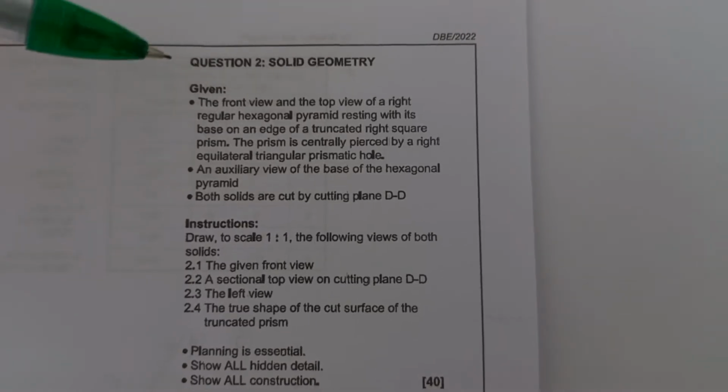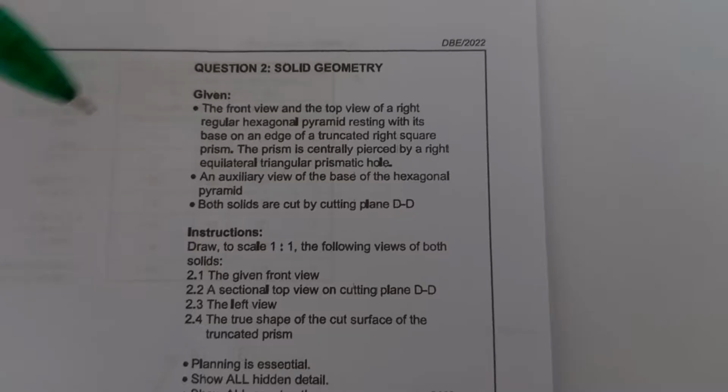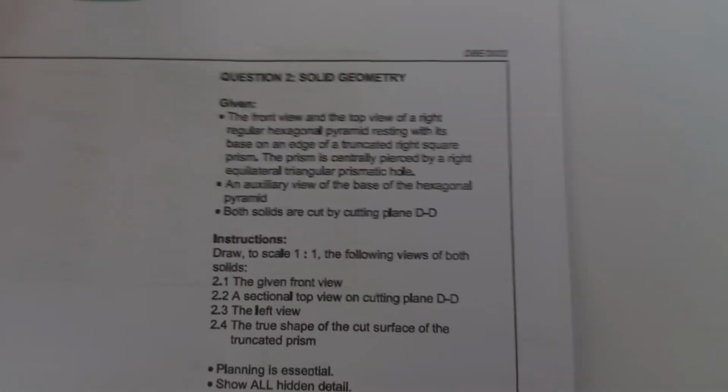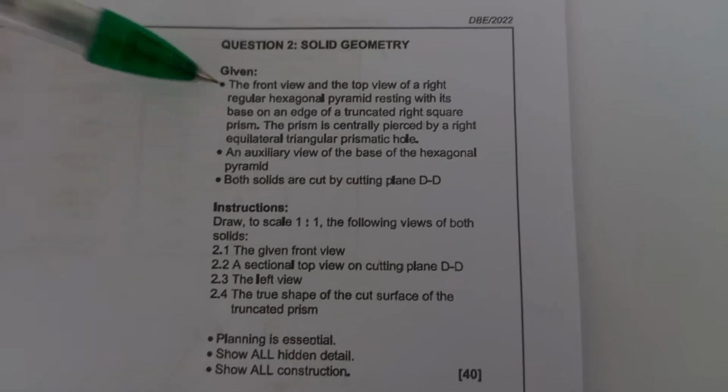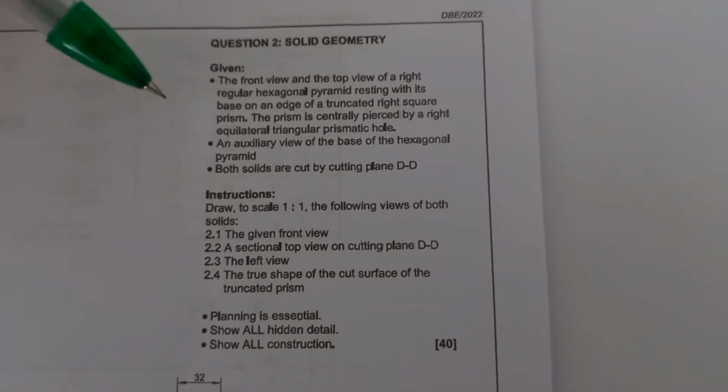Okay, today we're doing question 2 of solid geometry. This is for the June past paper 2022, so it's past paper 1. So they basically tell us what they've given. Here's exactly what they've given. They've given nothing on your page as a starting point, so that means you're going to have to use good preparation to fit everything on your page.